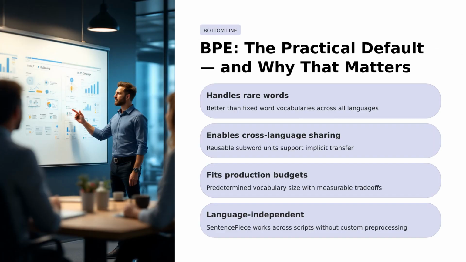The bottom line is that BPE is the practical default because it solves several real-world problems at once. It handles rare words much better than fixed-word vocabularies, works well across languages, and allows useful sharing of subword pieces that can support transfer. It also fits production needs, since vocabulary size is set in advance with clear trade-offs. And with tools like SentencePiece, it stays language independent across different scripts.